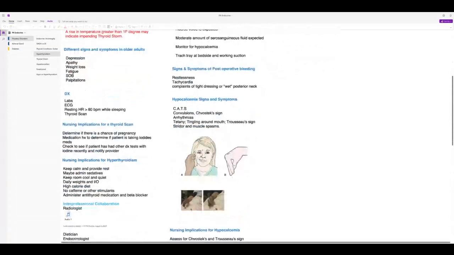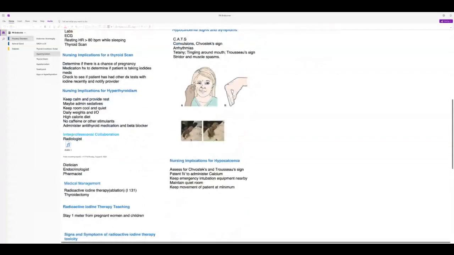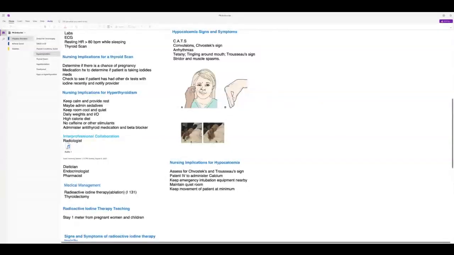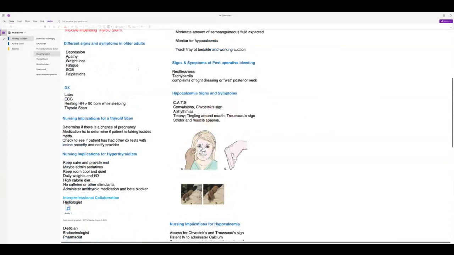And then the nursing implications: assess for them. Patent IV, because you may have to give calcium gluconate. And you would have a patent IV anyway for somebody in the PACU or somebody that just had this. Maintain a quiet room and keep movement of the patient at a minimum. Did I tell you you need to have a trach tray? Yeah, have a trach tray at the bedside. That's because if somebody starts complaining of a tight dressing, you need to get somebody in there, like a provider, to help you in case they have to put that trach in.